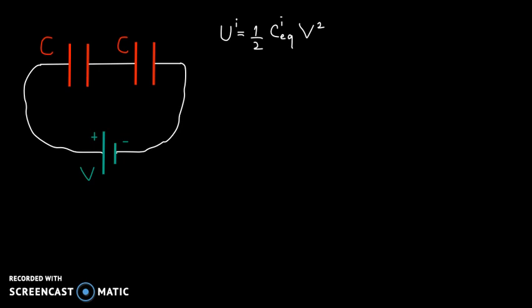Here's my formula for potential energy. It's equal to 1/2 C equivalent times V squared. I'm using the label initial to indicate that this is a calculation corresponding to before we insert the dielectric material. Note that I don't have any labels for voltage V because the voltage does not change.